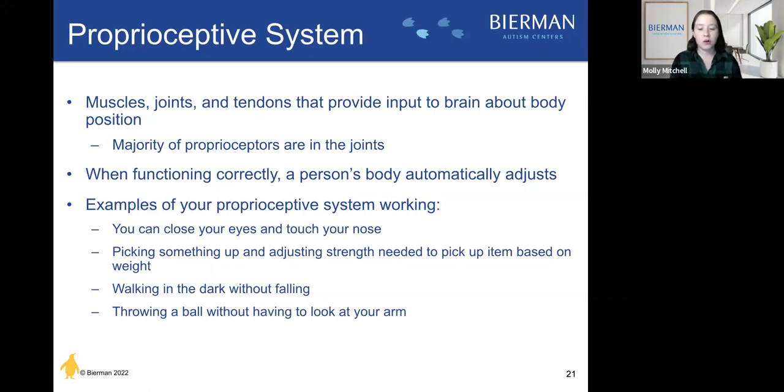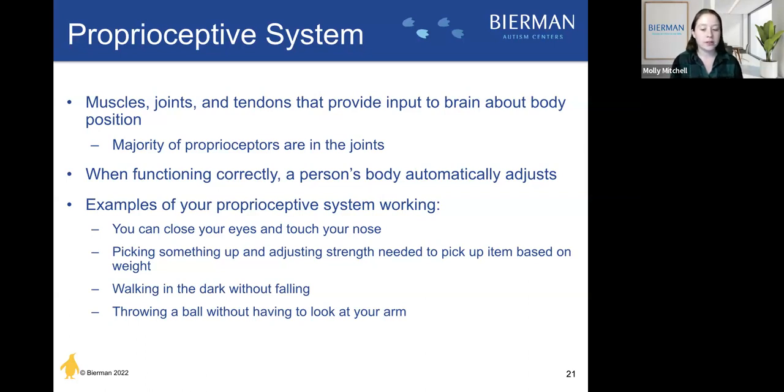Everyone at home, just close your eyes. And now I want you to answer these questions. Are you sitting or standing? How are your legs positioned? Where is your left hand located? Are you slouching or sitting upright? You can open your eyes. If you were able to answer these questions, that indicates that your proprioceptive system is working. Your brain is able to take in sensory input from your muscles, joints, and tendons to let your brain know where your body is in space.